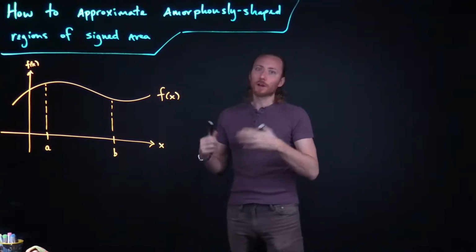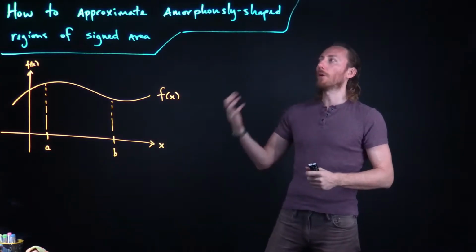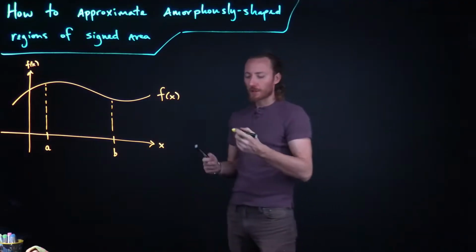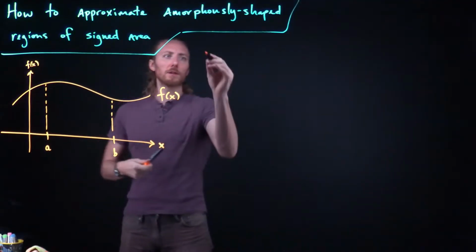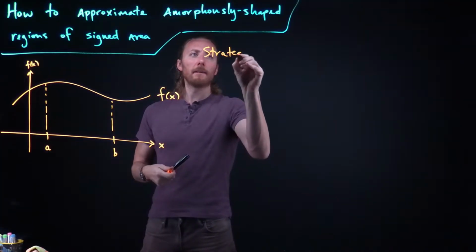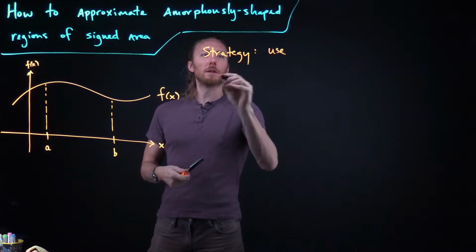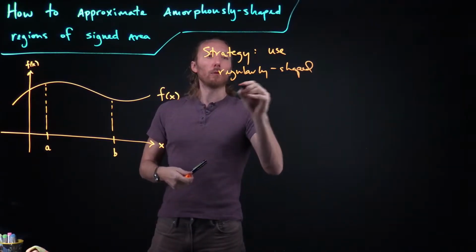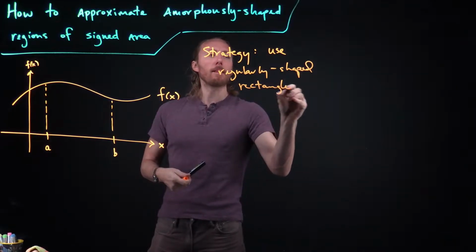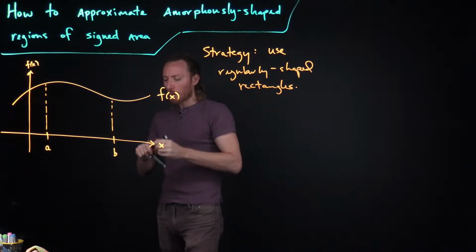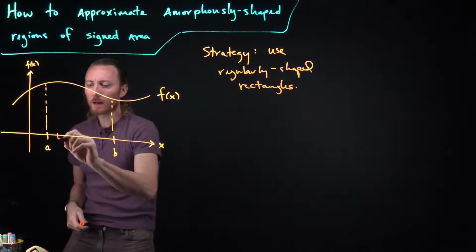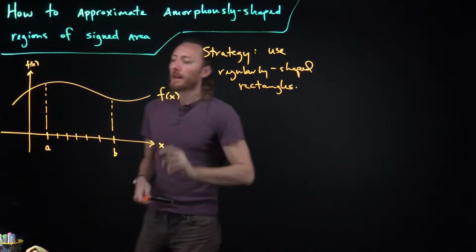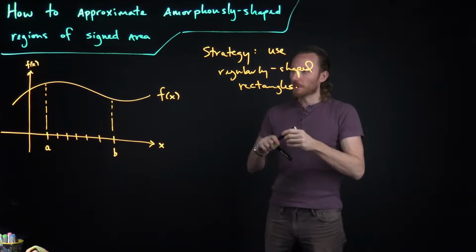The strategy is ultimately to break this amorphously shaped region into regularly shaped subregions. So that is our strategy, and let me just write it here. The strategy is to use regularly shaped rectangles to do so. What we're going to do is partition our interval from a to b into a bunch of sub-intervals.